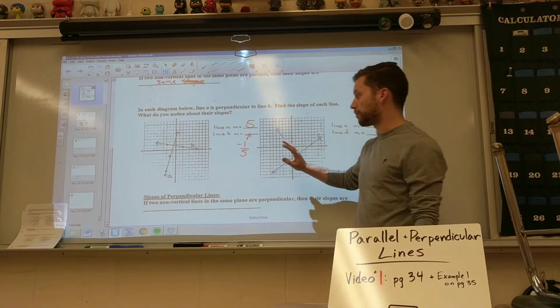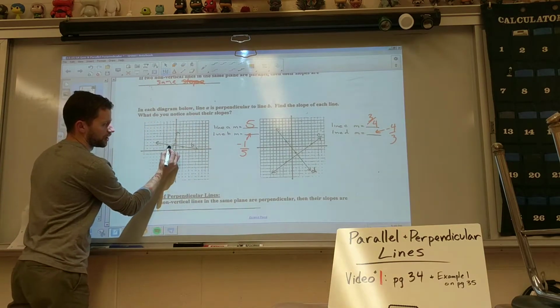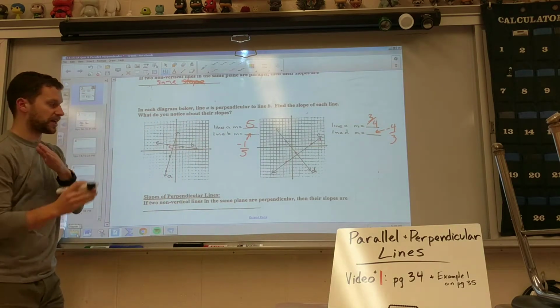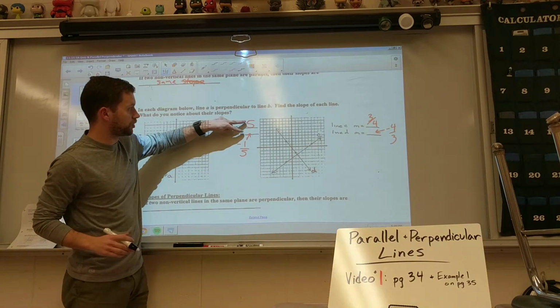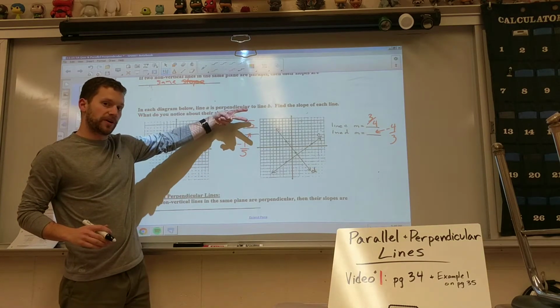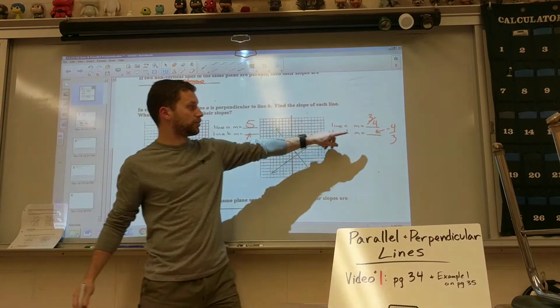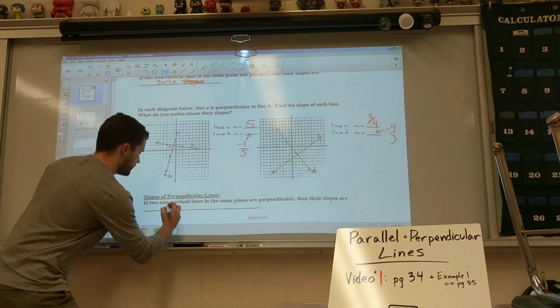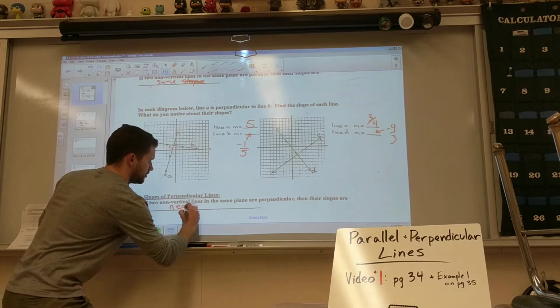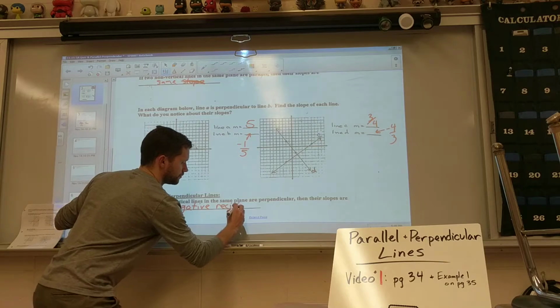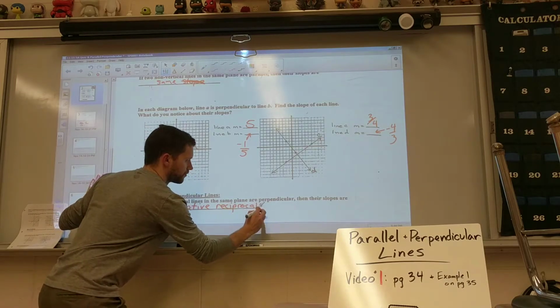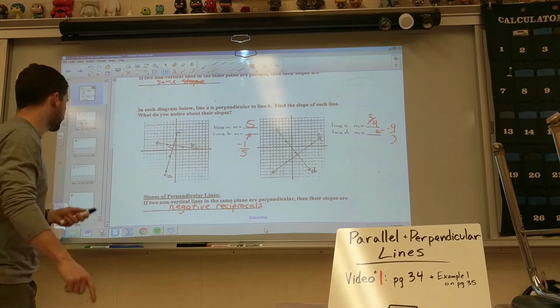All right. So what we notice about perpendicular lines, so when they form a 90-degree angle where they intersect, their slopes are negative reciprocals. So you'll notice this was like 5/1. We flip the fraction, we switch the sign. A little bit more clear over here. So this would be negative reciprocals. All right. So we're gonna go ahead on to the next page.